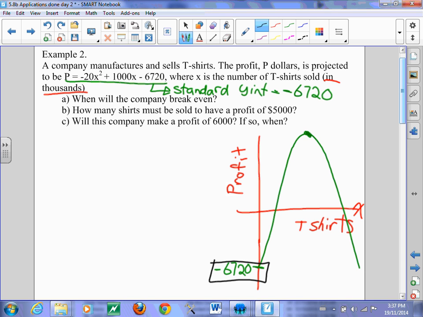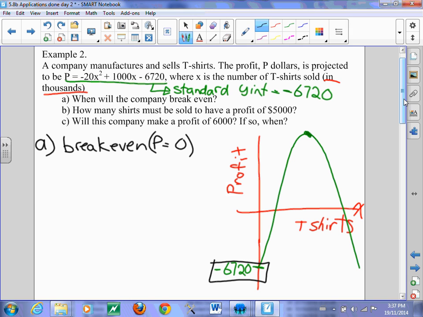But once you've got that done, then you can start doing your business. All right. So the company, it says for A, when will the company break even? So break even is when what? If you're asked what break even means, that means they're not making any profit, but they're not in the hole either. So profit equals 0.